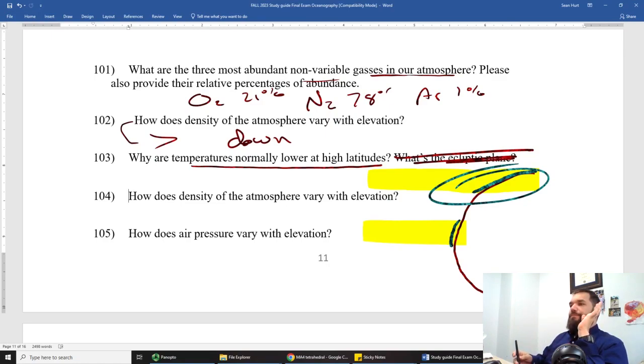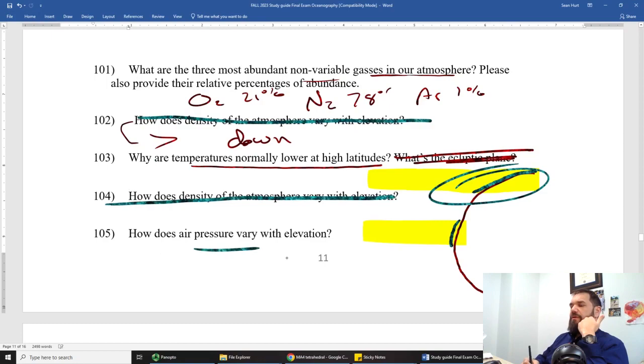Anyway, moving on. How does density of the atmosphere vary with elevation? Oh wait, we already did that. I'm sorry, that's a repeat. How does air pressure vary with elevation? Same as density, it goes down. So air pressure goes down as elevation goes up. Density goes down as elevation goes up.